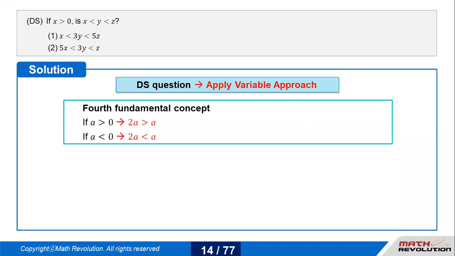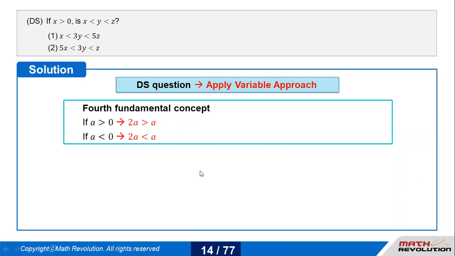But look at the conditions. How are they? Condition number one is x is less than 3 times y, which is less than 5 times z. See, if it was just x, y, z, there was no question to it, but 3 times y, 5 times z, it's not necessary that you could get the values for x and y separately. Condition number two says 5x is less than 3y. That doesn't mean x is less than y. And 3y is less than z. That doesn't mean y is less than z.